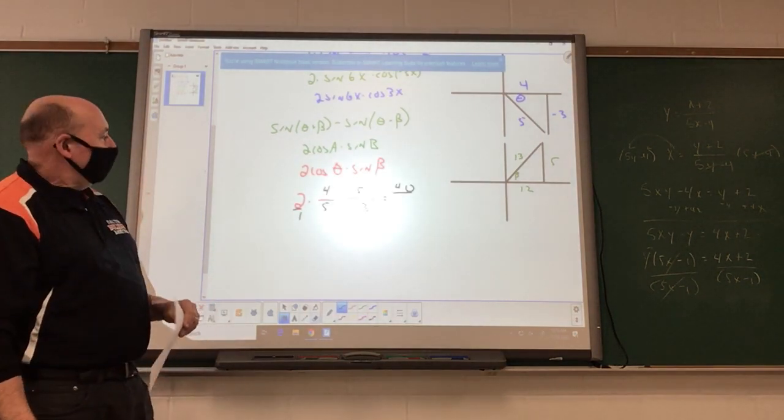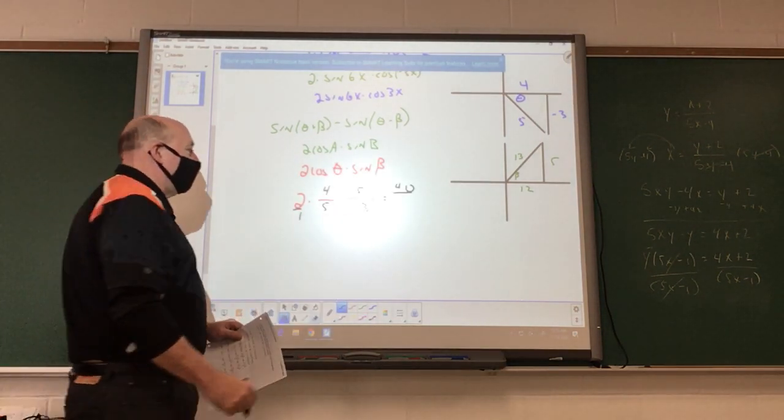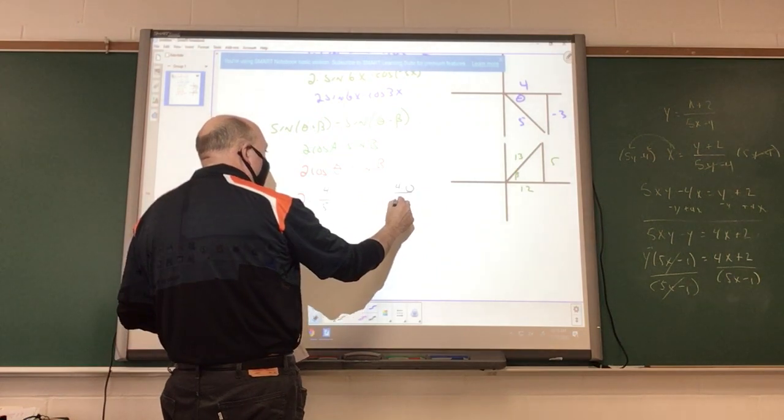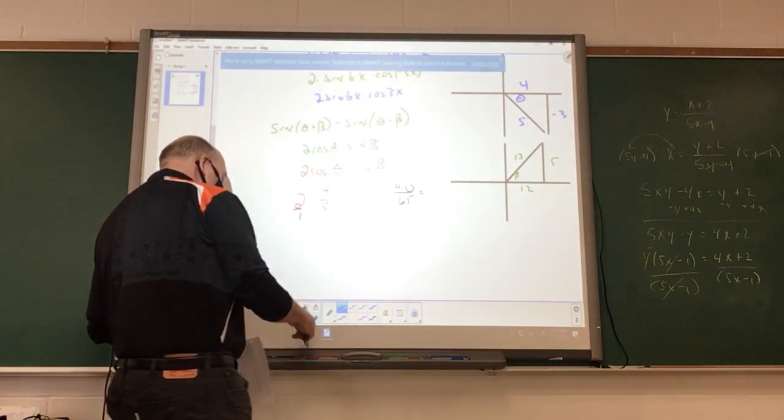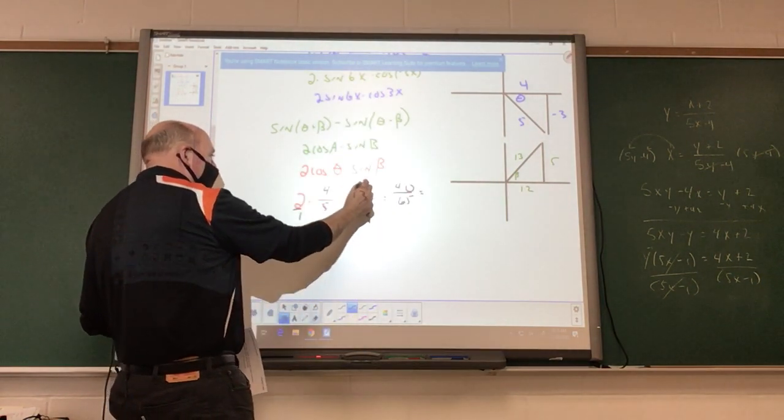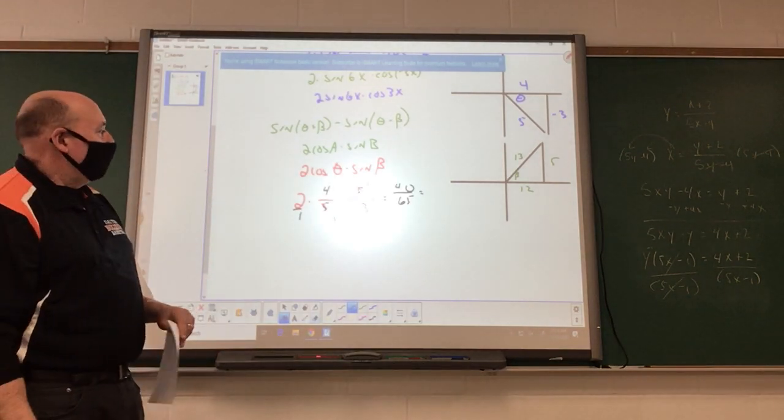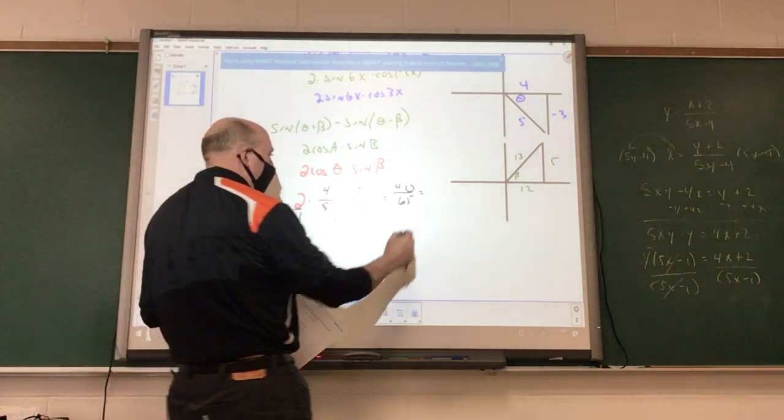So we have 2 over 1 times 4 times 5, which is 40. And then 5 times 1 times 13, 65, which we can reduce down, or if we wanted to reduce here, we can cancel out the 5s to give us a value of 8 over 13.